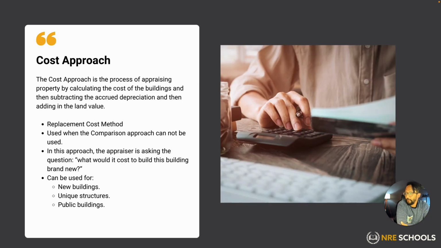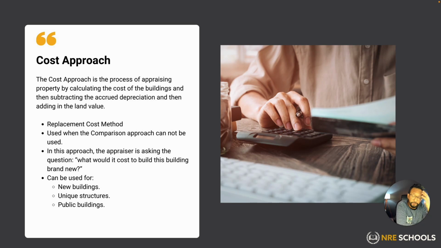Let's go to the second approach. And the second approach is the cost approach. And this is used when you don't have comps. I want you to think of a new area. I want you to think of the beautiful city of Menifee or Lake Elsinore. Let's just jump to the Inland Empire.